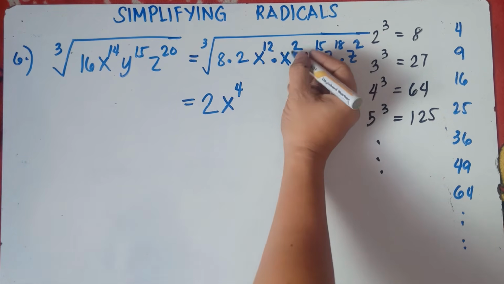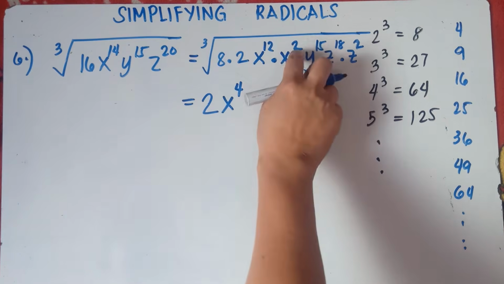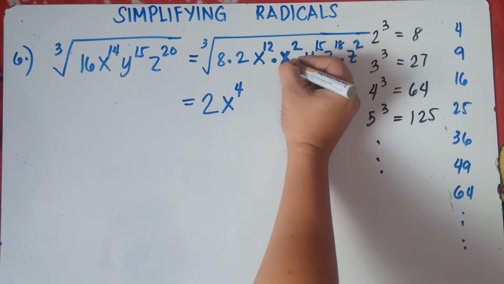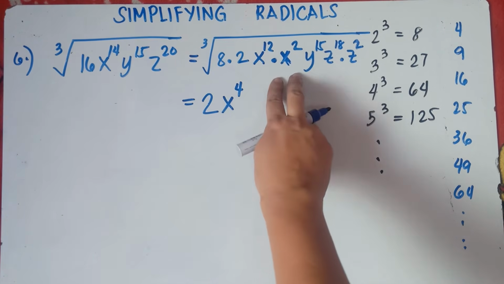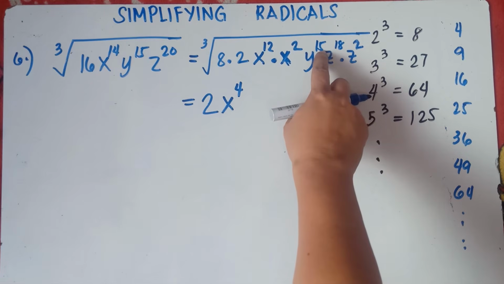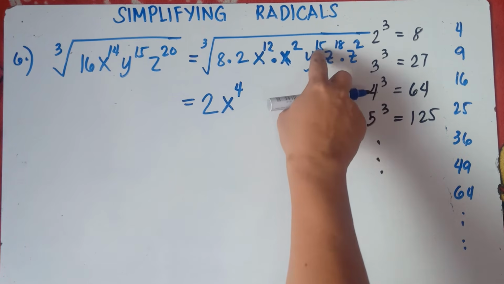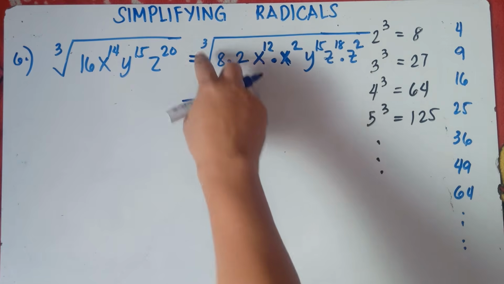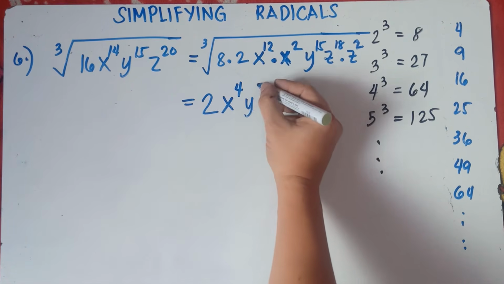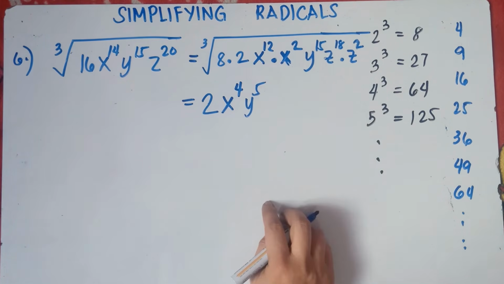How about for x squared? Can we divide 2 by 3? Nope, we cannot divide 2 by 3. So x squared will remain inside the radical symbol. For y raised to the power of 15, can we divide 15 by 3? Yep, we can divide 15 by 3. 15 divided by 3, that is 5. So that would be y raised to the power of 5. Put it outside the radical symbol.